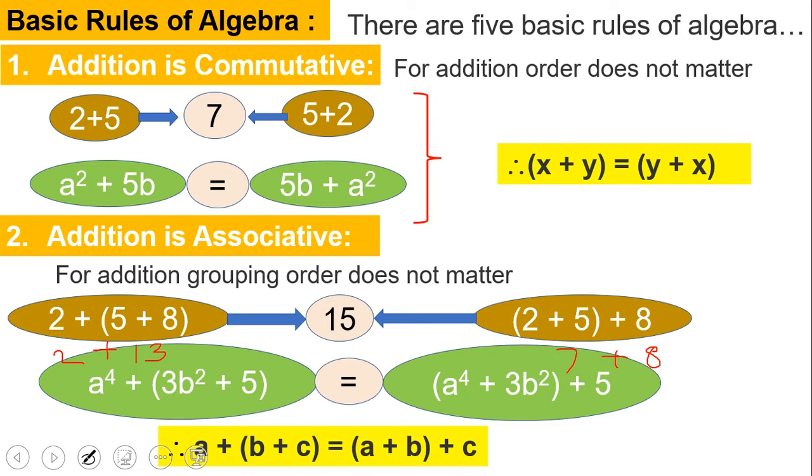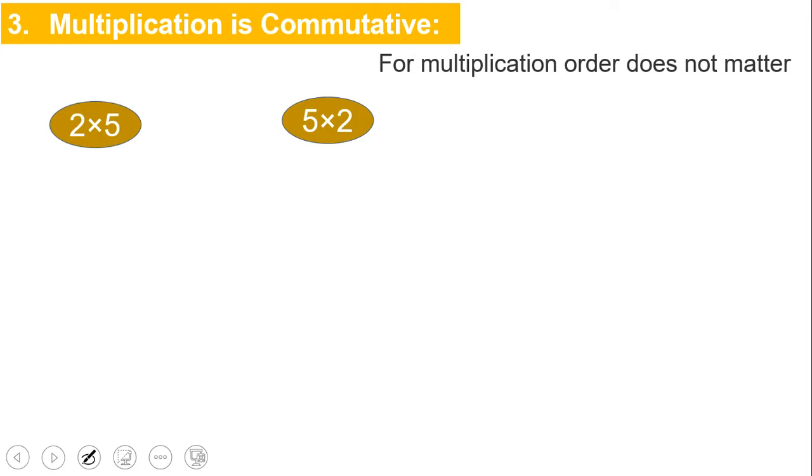Then the third property, multiplication is commutative. The first rule for addition is what? Addition is commutative. A plus b is equal to b plus a. Similarly, multiplication is commutative. Suppose 2 into 5. What is the answer? 10. And 5 into 2. What is the answer? 10. Means for multiplication order does not matter. Okay. So we can prove this: 2 into 5 or 5 into 2, both the answer is 10.